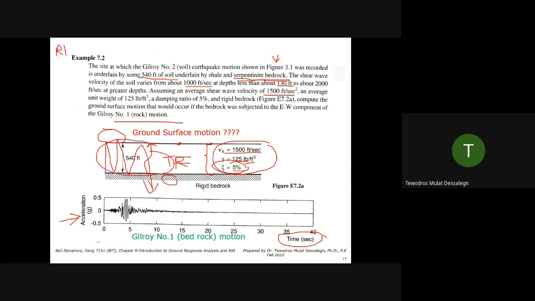So you will get a much larger value at the top. Now we're going to improve it. We're going to consider some elasticity for the rock. In reality, even if rock has less damping than soil, it can introduce some damping to help damp out, to absorb the seismic motion.